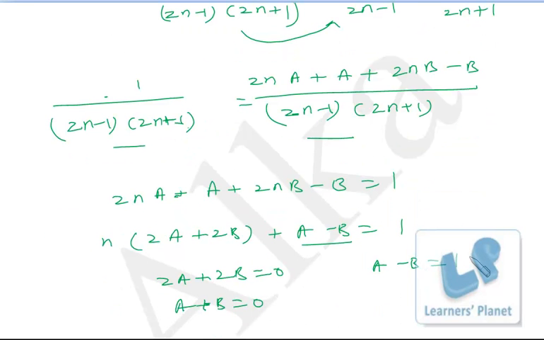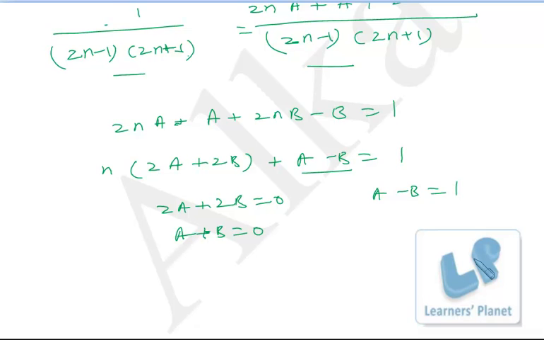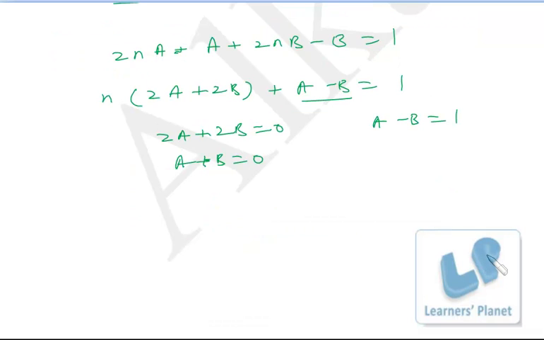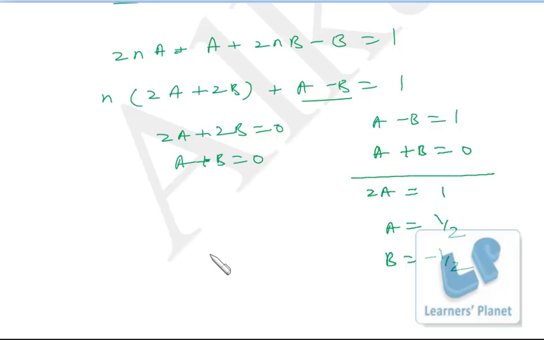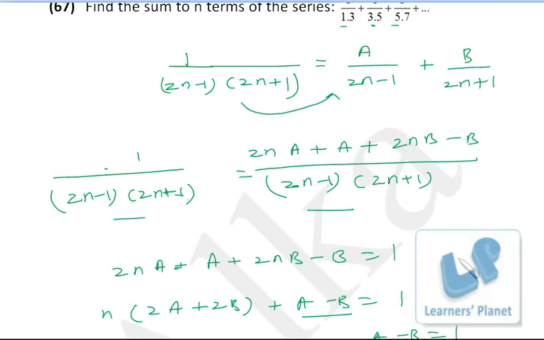I'll be taking one or two more sums with this method. As of now, just see carefully. Now a + b is 0 and a - b is 1. If you solve, 2a is equal to 1, that means a is equal to 1/2 and b is equal to -1/2. Now if we put the values of a and b over here, this expression can be converted like this. So I just do it.